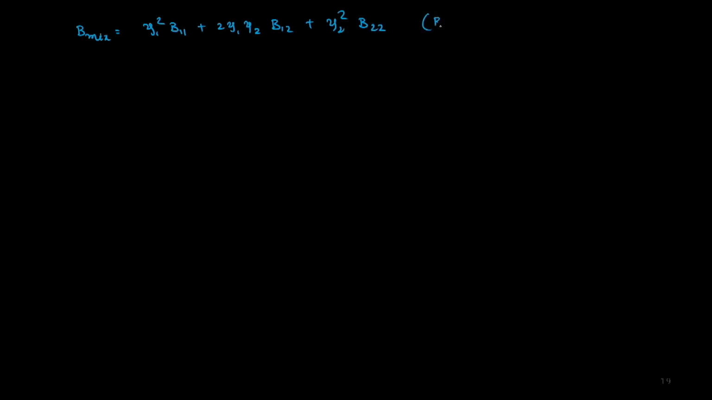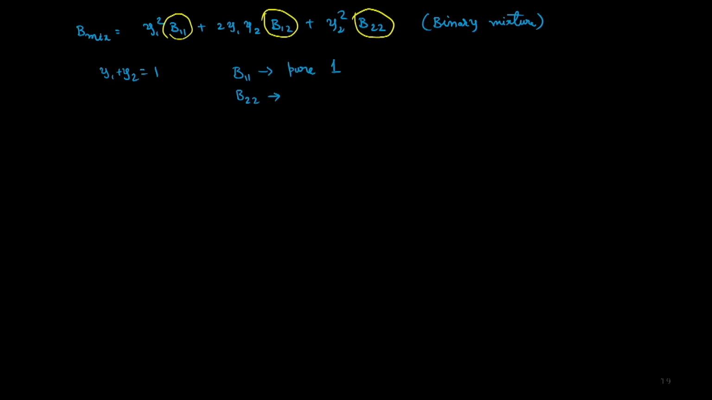This is a binary mixture. In a binary mixture, obviously y1 plus y2 is 1, and given one mole fraction we can calculate the other one. The other thing that appears in this expression is virial coefficients, 3 of them, B11, B22 and B12. B11 and B22 are the pure virial coefficients for the pure species 1 and 2 respectively.